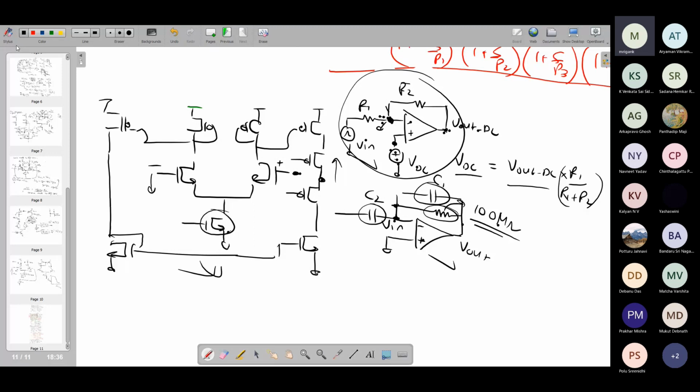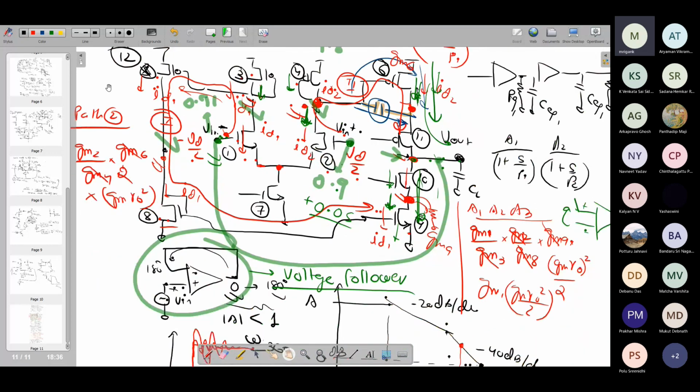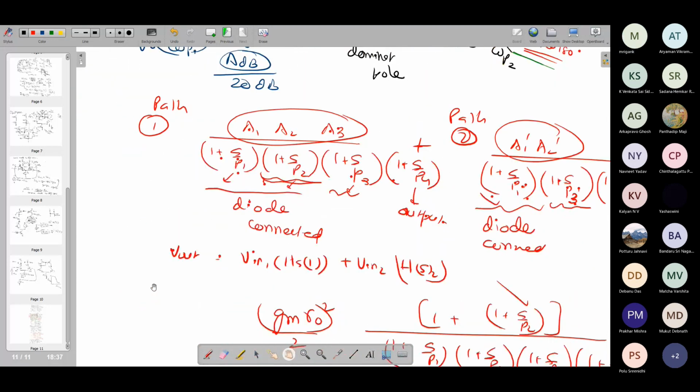So let us discuss the next topology. I hope this one is clear. Advantage of this dominant pole is clear. Those things should be very, very clear cut. And the second thing that we discussed was the DC bias at the output with the help of feedback, and then capacitive feedback.